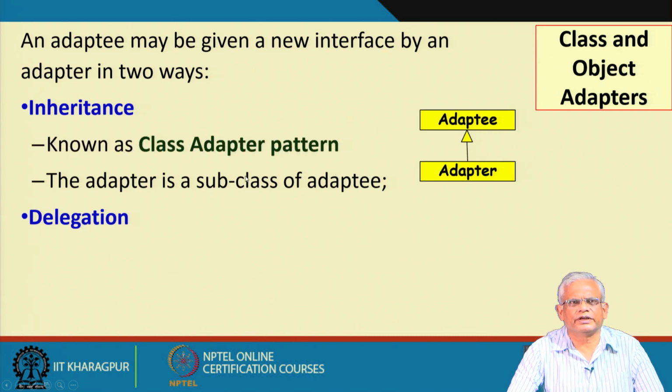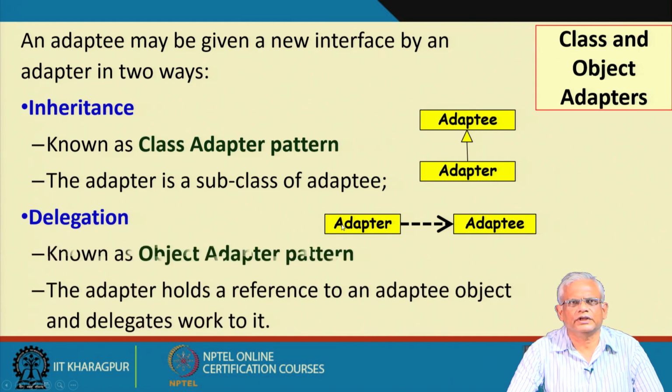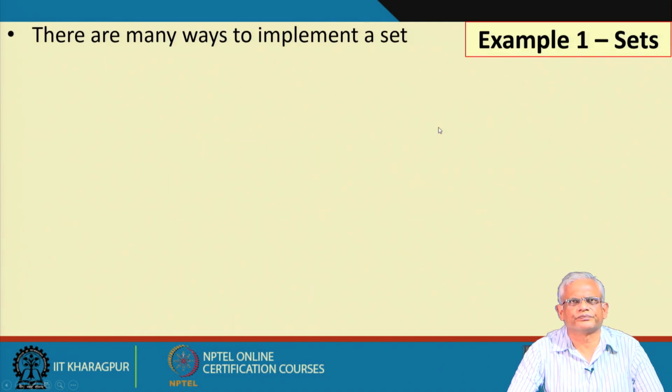So, this is the class adapter pattern, and in the object adapter pattern, delegation is the main idea here. The adapter holds a reference to the adaptee and makes a call to the adaptee based on the reference that it has, and the adapter implements the target interface. So, this is the main idea of the object adapter pattern, and this is the main idea behind the class adapter pattern.